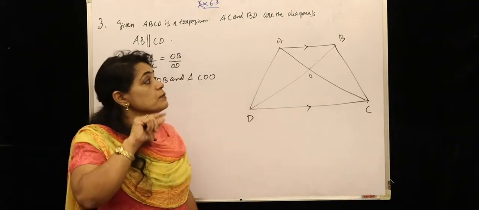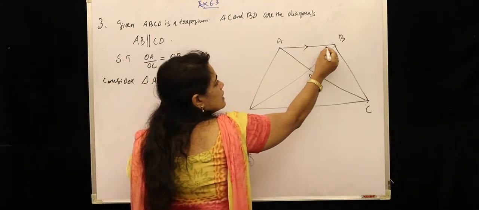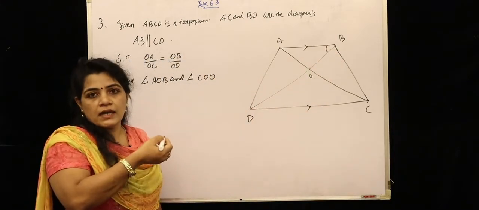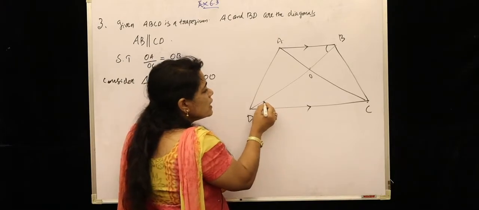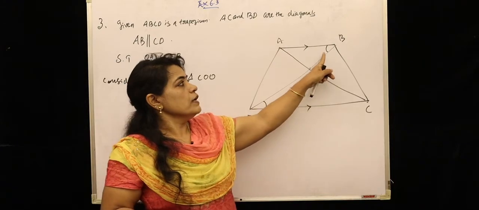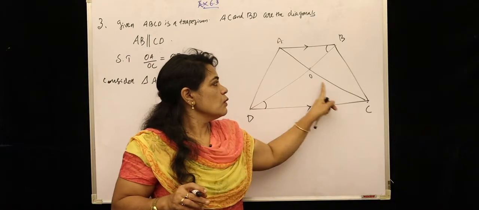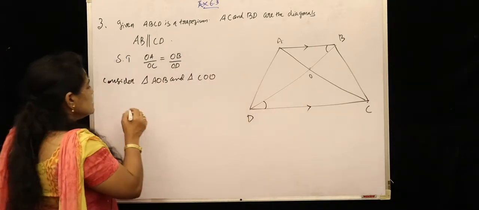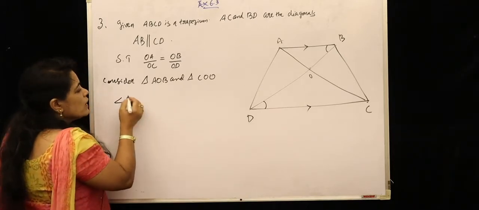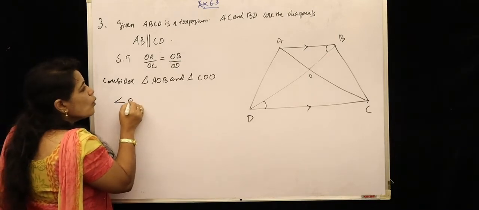Okay, so here being AB parallel to CD, see children, I am going to mark this angle. BD is a transversal which cuts these two parallel lines. And what about these two angles? In triangle AOB, we have seen that the third angle is equal to COD. Because what is the reason? By alternate interior angles.